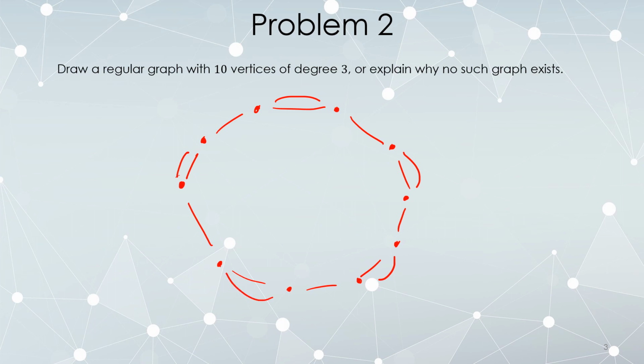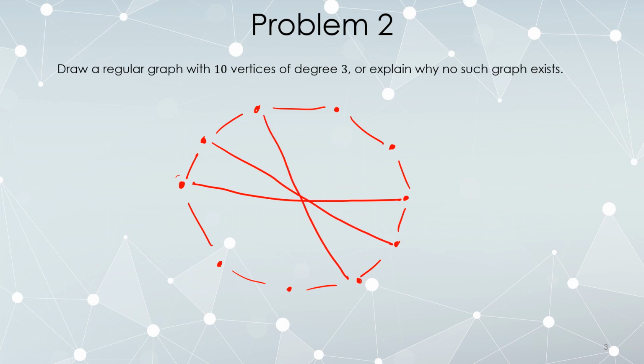We don't have to make a multi-graph to do this, however, so I'm actually just going to erase those edges I put in. We can do this without a multi-graph just by, for example, having everything connect straight across. There isn't a vertex in the middle, it's just that all the edges happen to be crossing there. But there we have it, 10 vertices, all of degree 3.